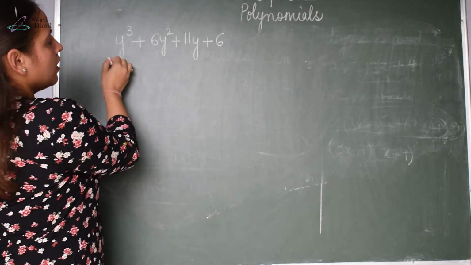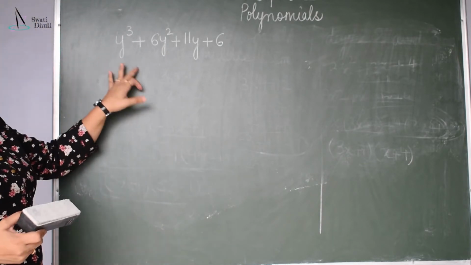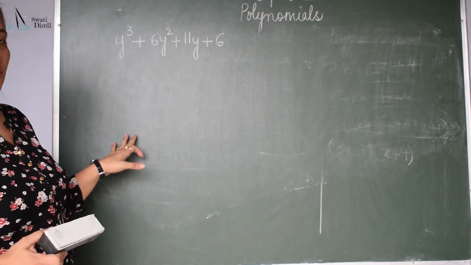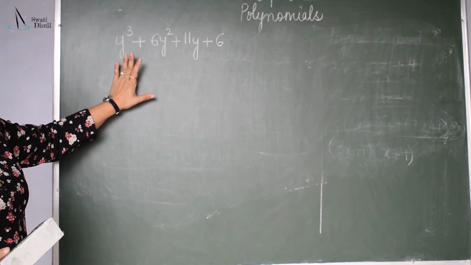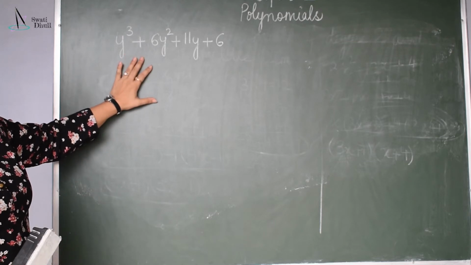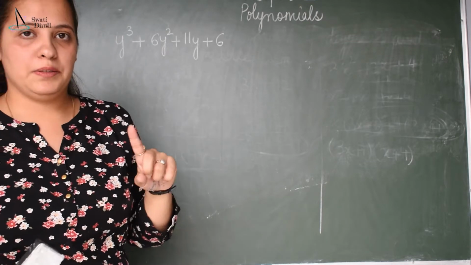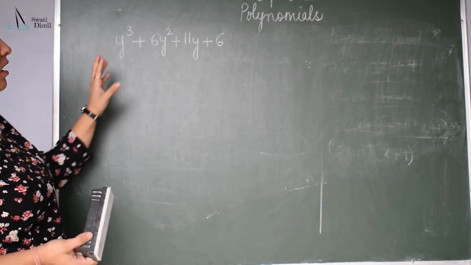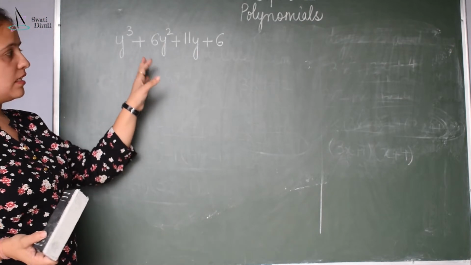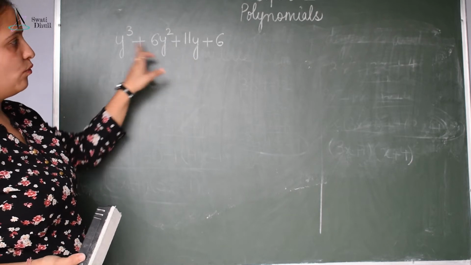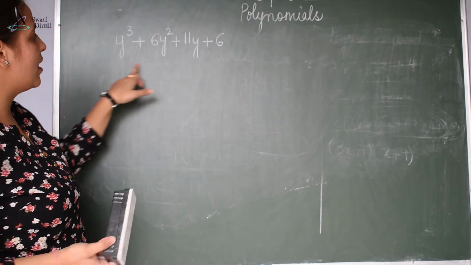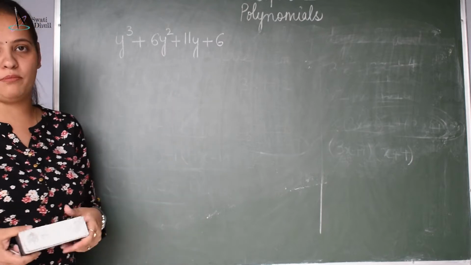Now see here. First factor we can find out, you have to use here hit and trial method. By using hit and trial method, you will get one factor. So see how we can do it. Hit and trial method means you have to put the value of y such that you will get the value as 0 of this polynomial.